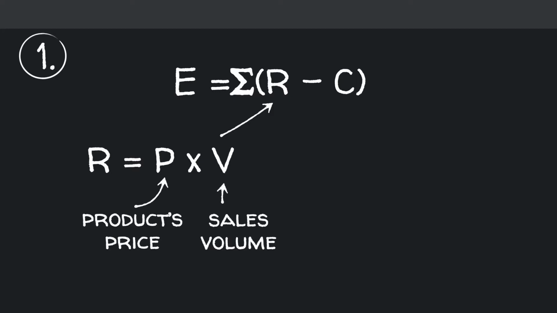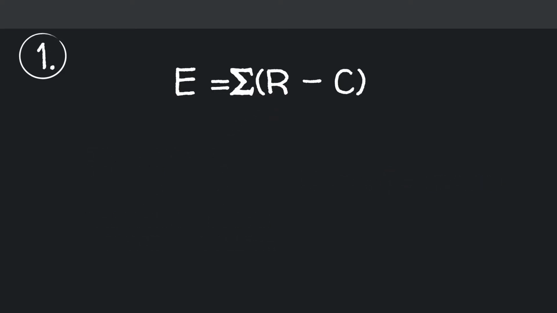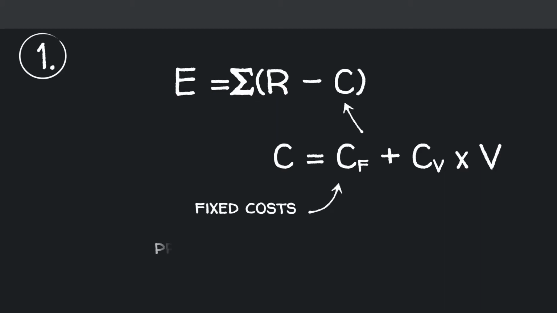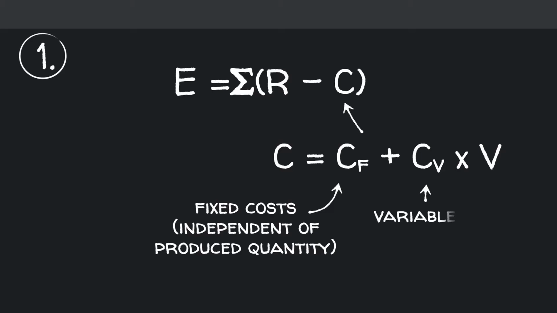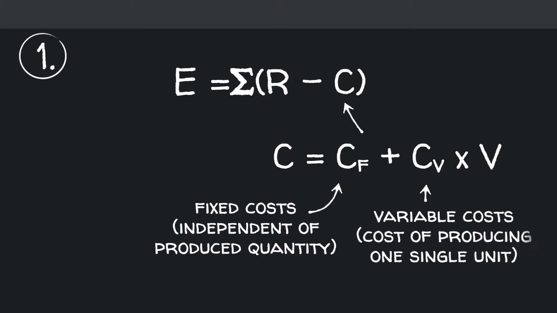To improve profitability from a revenue perspective is a growth issue. Growth strategies will be covered separately in another video. If the problem is not in revenue, it will be necessary to look at costs. Costs are divided in fixed and variable. Fixed costs are independent of the quantity produced. Variable costs are the costs associated with producing every single unit of product.